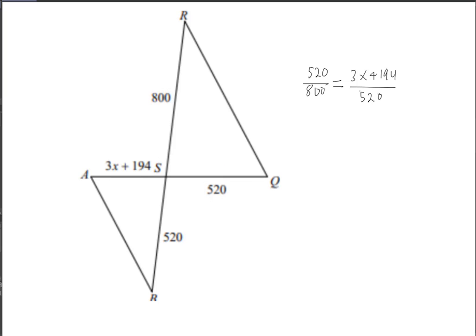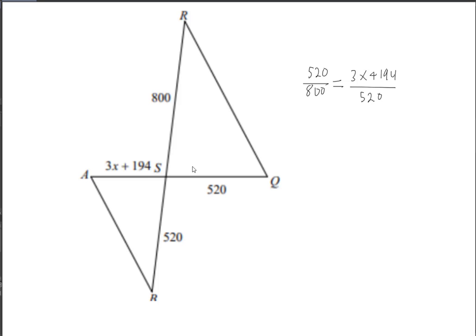But anyway, once you have that, like I said, you always want to just make sure that you can't simplify your fractions, right? 520 over 800. I know that one simplifies. The question is, what does it simplify to? And I will find out post haste.